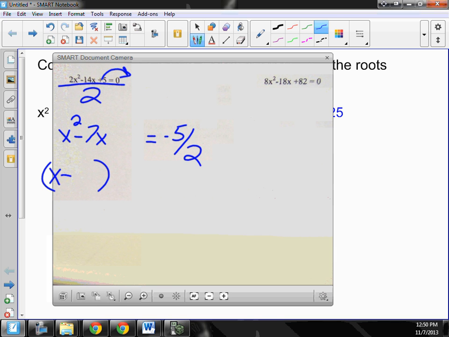Well, it's half of 7, so 7/2. Okay? And then if 7/2 is my factor, what is my perfect square? 49/4. 7 times 7 divided by 2 times 2. Josie, are you catching up on this? Is this making sense? Okay, good. So plus 49 over 4 plus 49 over 4.